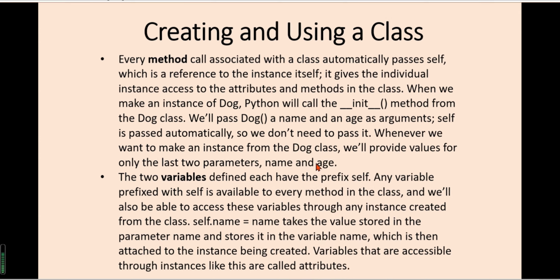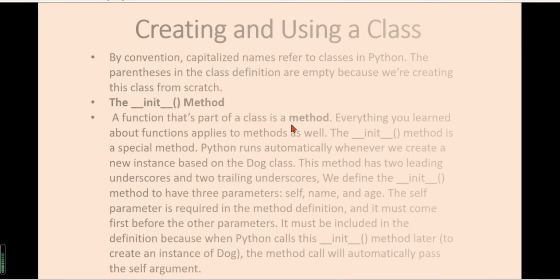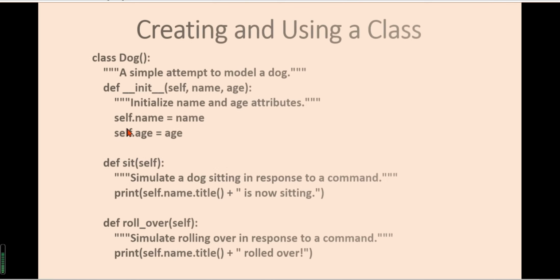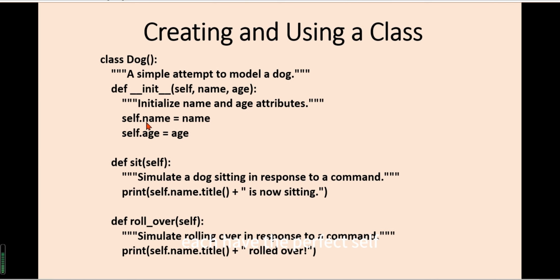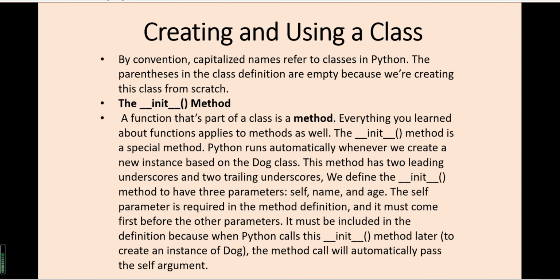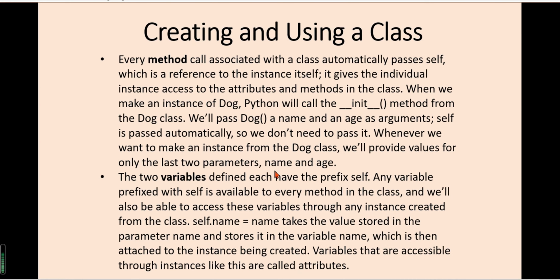Each has the prefix self. So whose name? Self's name, like self's age. And we will be able to access these variables through any instance created from the class.